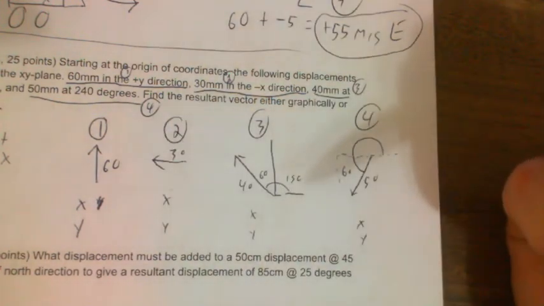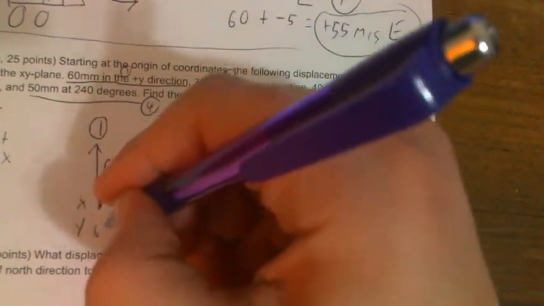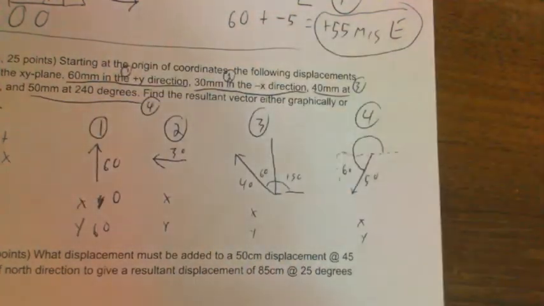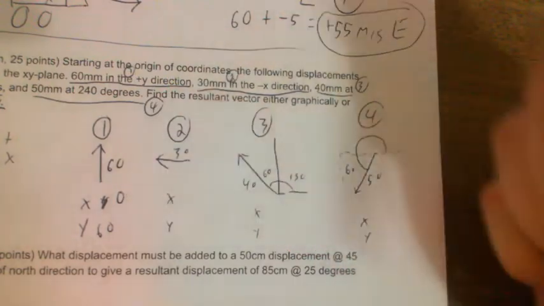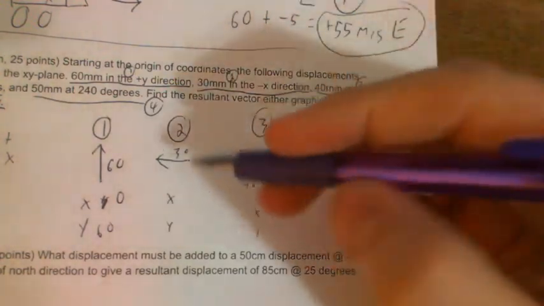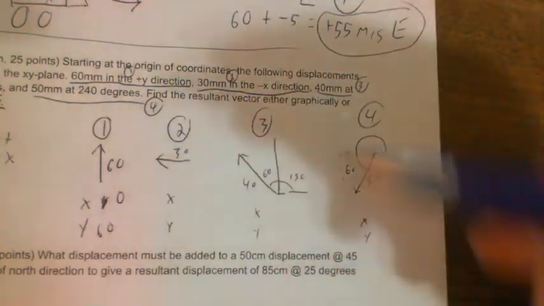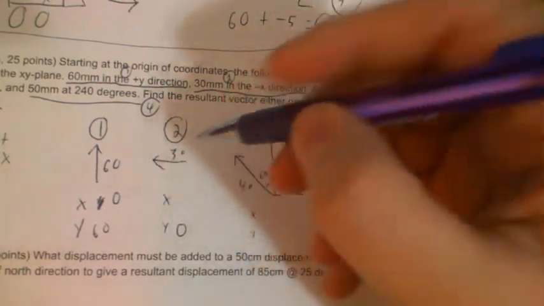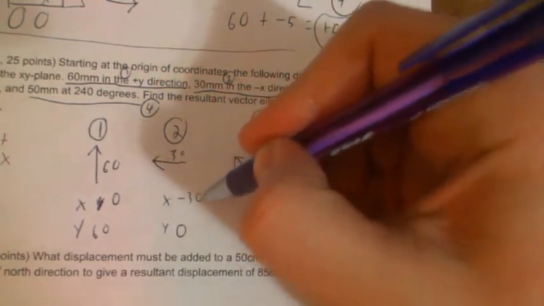The first one is a straight line on the y-axis. It is going straight up, so its x component is going to be 0, and our y component is going to be 60. This is not an angle, it's only moving in the y direction, so the amount that it's moving in the y direction is 60, and the amount that it's moving in the x direction is 0. Okay. Here, 30 is the same thing. Notice we're not moving in the y direction, so our y component is going to be 0. Our x component here is going to be negative 30 because we're moving to the left.